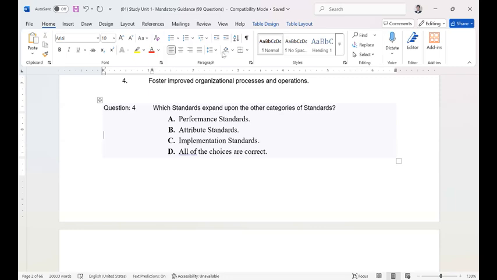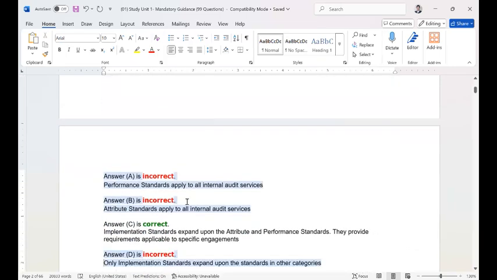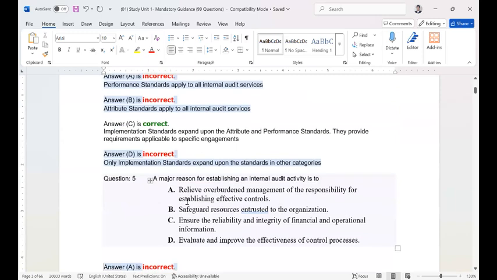If they talk about QAR, attribute standards. If they talk about the fact that the auditor should be objective, that's attribute standards. If they talk about situations where the auditor or the audit function's independence or objectivity is impaired, those are attribute standards. Performance standards cover the rest. But implementation standards, another type, 3 types altogether. They expand upon attribute and performance, right? A major reason for establishing an internal audit activity is to do what?